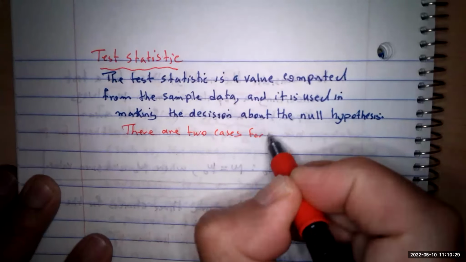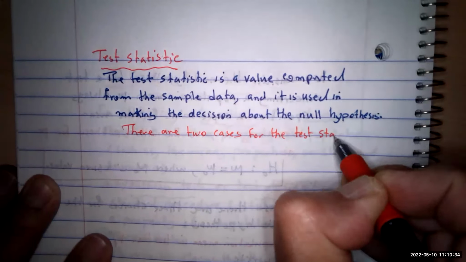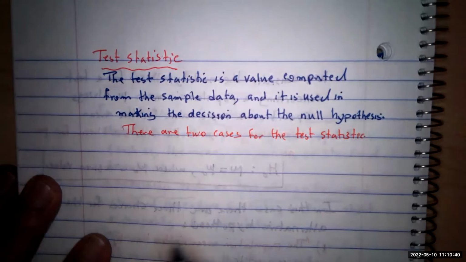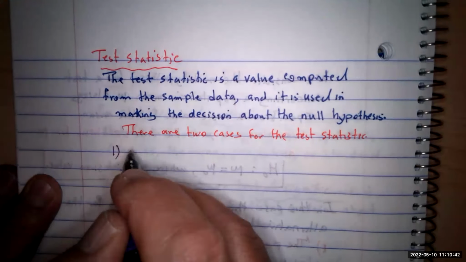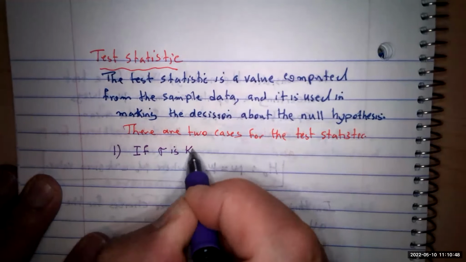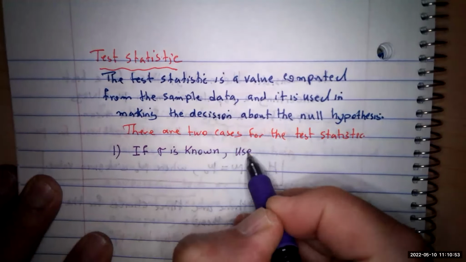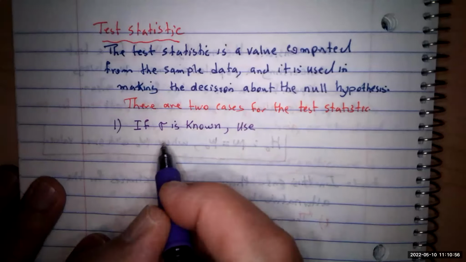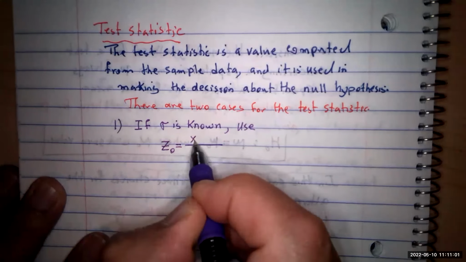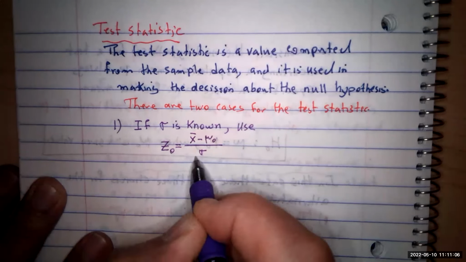For the test stat, or the test statistic, case one: if sigma is known, sigma is given to you or it's known, then you are going to use this formula. Use the Z naught equal to X bar minus mu naught divided by sigma over radical n.